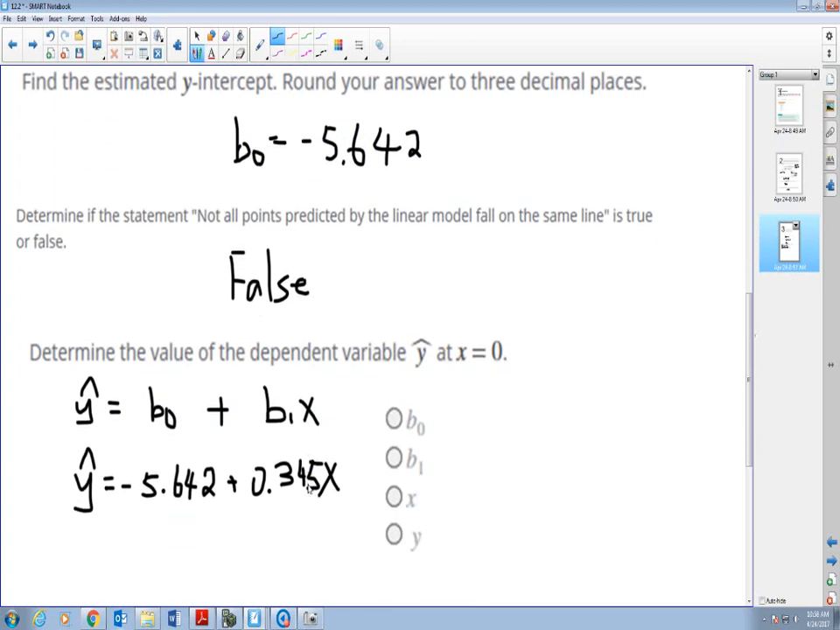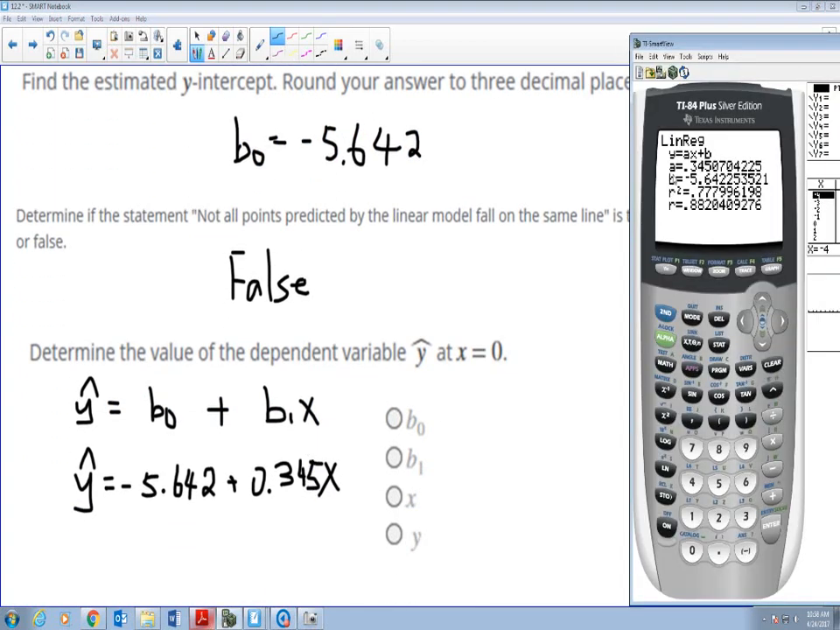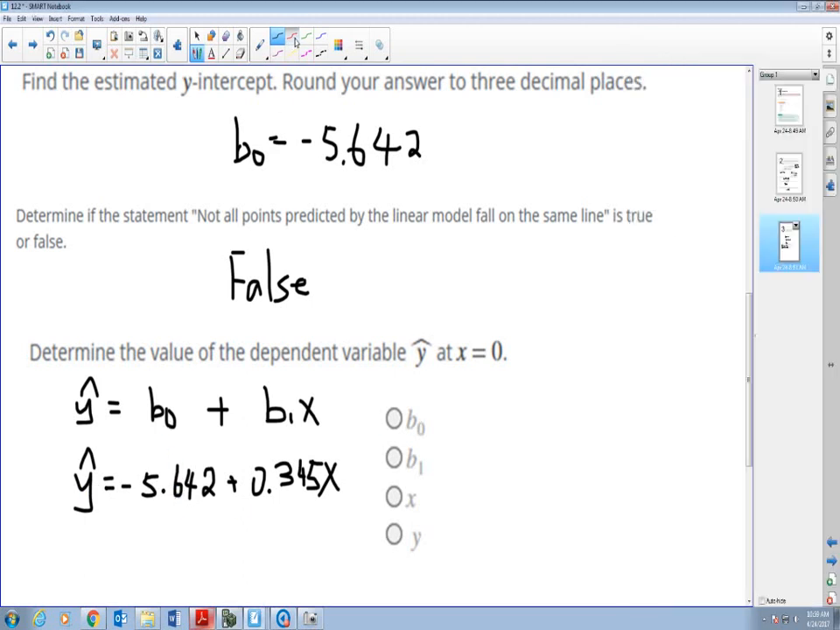So the A is b sub 1. The B from the calculator is b sub null. So when x equals 0, 0 times 0.345 is 0. At the beginning of this model, when x equals 0, your dependent variable is going to be the same as your y-intercept. So that will be b sub null.